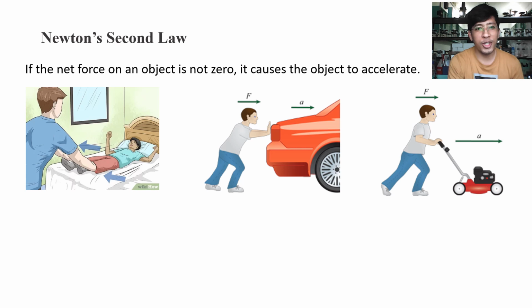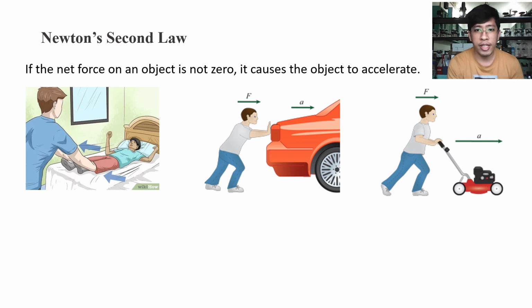Now let's go to your Newton's second law. Newton's second law states that if the net force on an object is not zero, it causes the object to accelerate. So let's say, for example, here you have someone pulling you out of your bed. So there is a net force acting on you. So what happens is you tend to move out of your bed, you are accelerating.